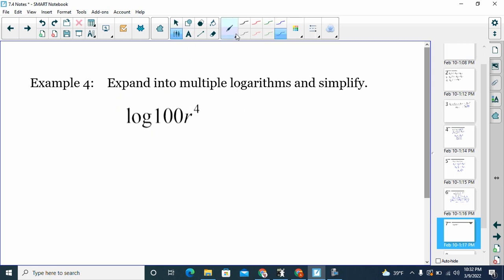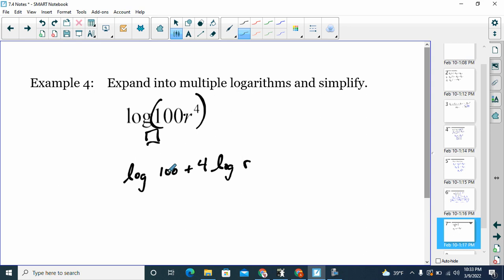Example 4 asks us, again, to expand into multiple logarithms and then simplify. So we have the logarithm of 100 r to the 4th. Remember, logarithm with no base written there, it's understood to be base 10. It's called the common logarithm. First thing we should recognize, that 4, the exponent 4, is only for the r. The 100 is not being raised to the 4th. I've got 100 times r to the 4th. So we're going to write this as log 100 plus log r to the 4th. And if you want to do it in one step, then we can take the 4 and move it out front.